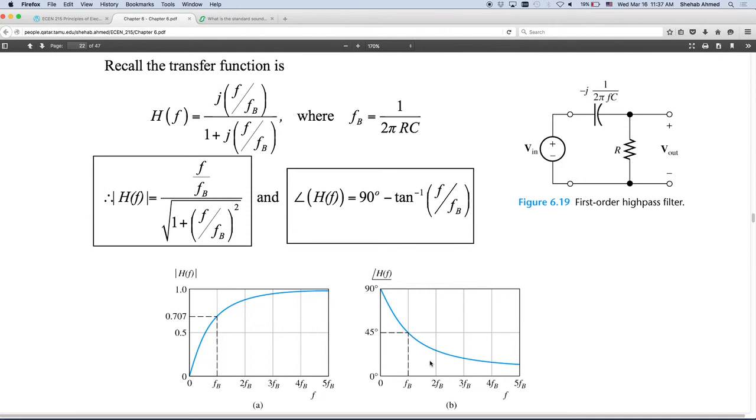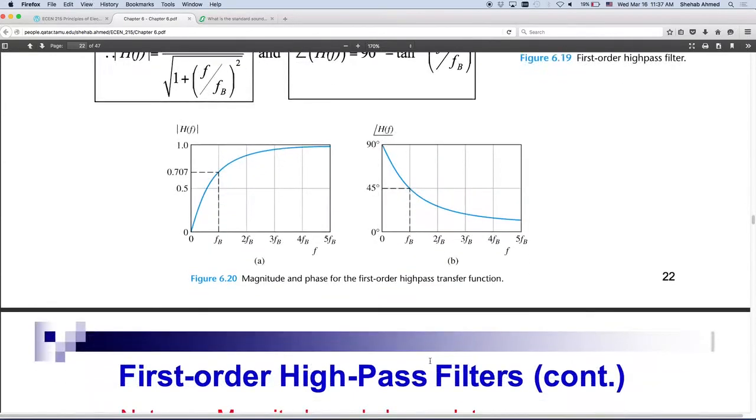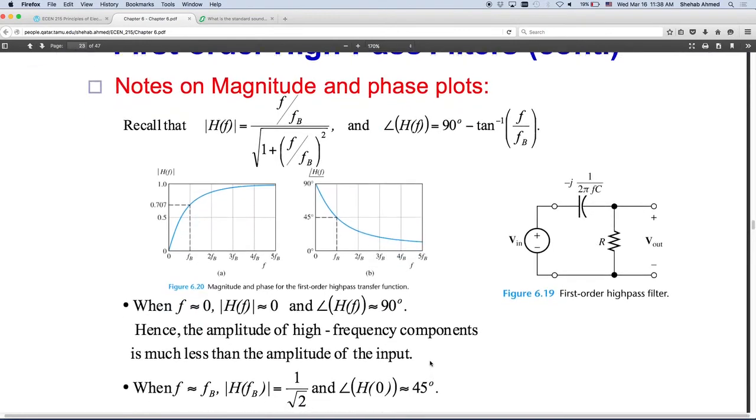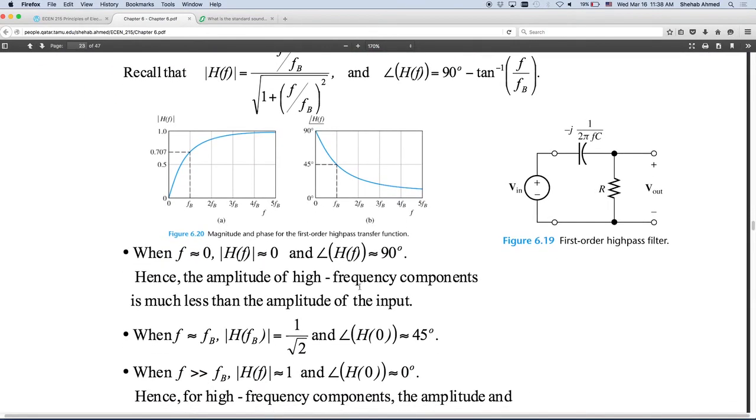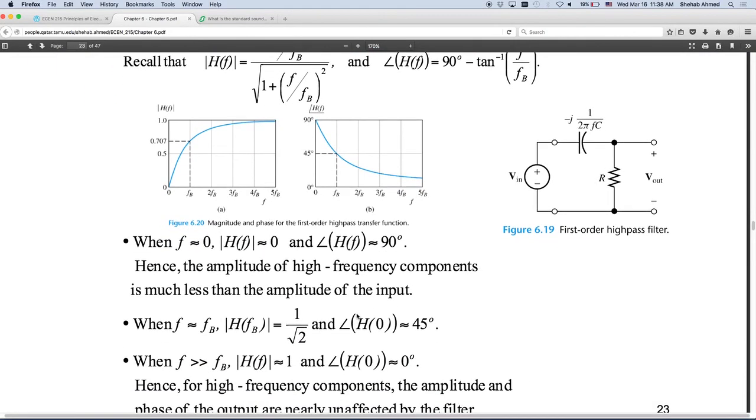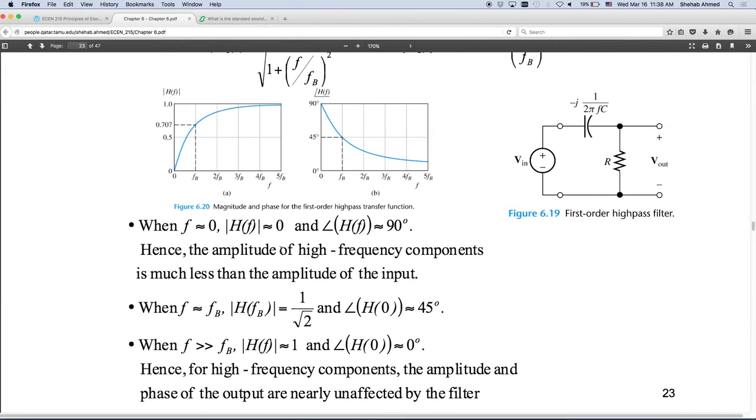Okay? And then we repeat the same thing like we did for the low pass filter. So they go through and talk about the asymptotes. At f is 0, what's happening? The magnitude is 0. At high frequencies, the magnitude is close to 1. Between them, magnitude is at a certain value and a phase is a certain value, right?